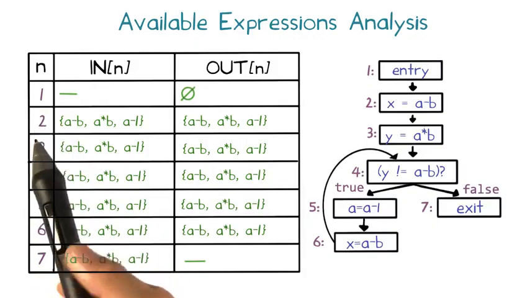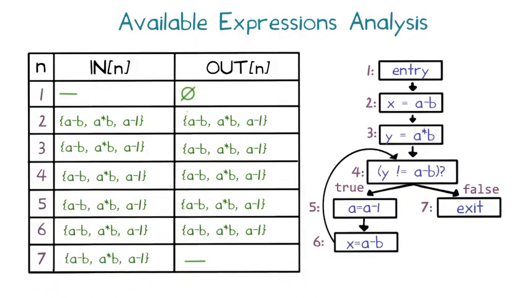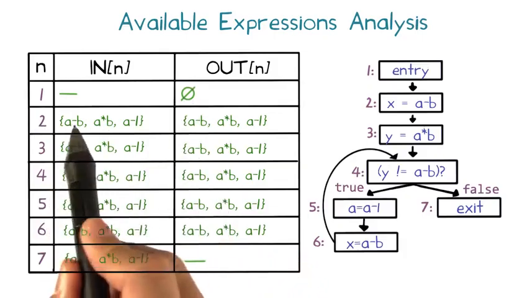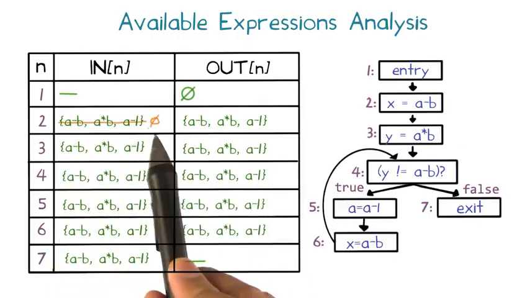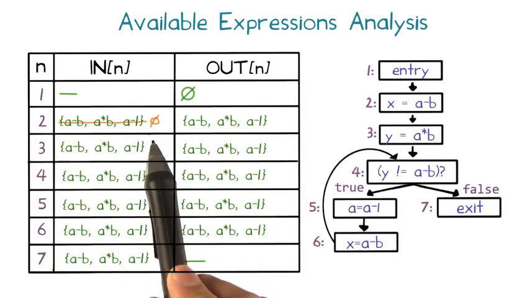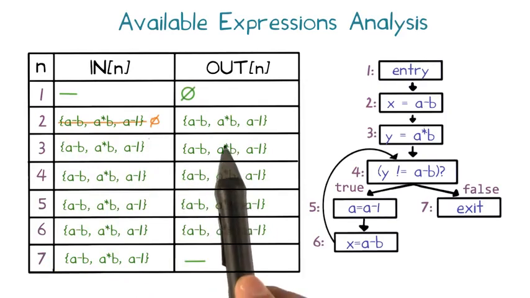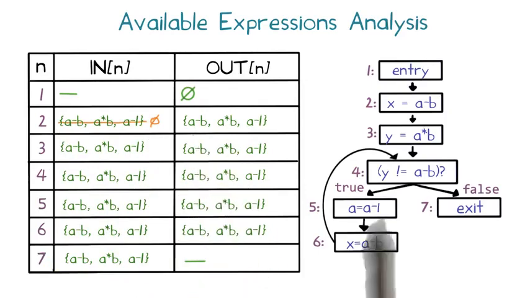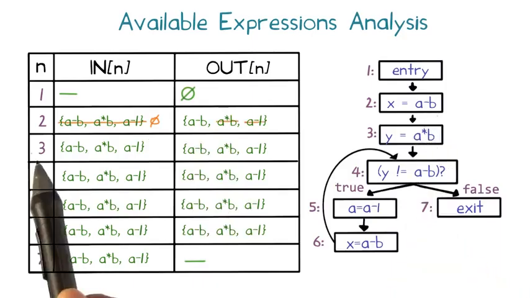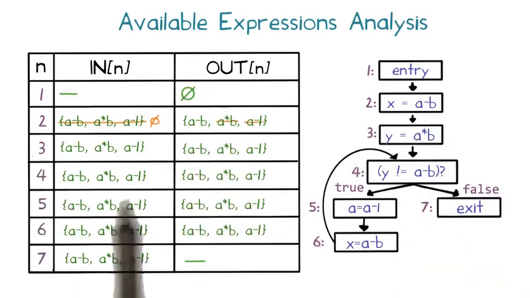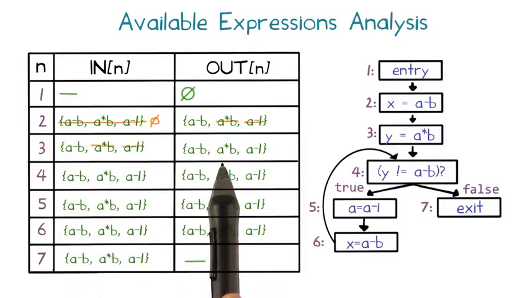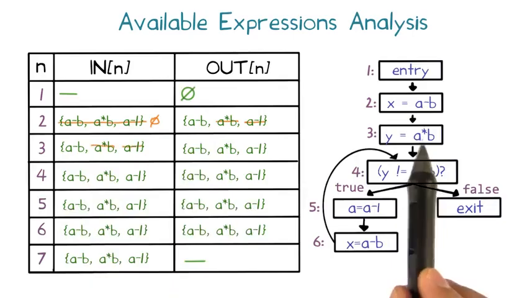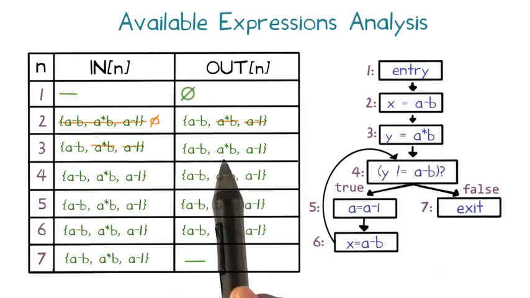For the entry node, we have the empty set as our out set. This out set will be copied over to the in set of node 2. To compute the out set of node 2, we first copy the in set of node 2, which is empty, and add expression a minus b, which is generated at node 2. Node 3 takes in the expression a minus b from node 2. In addition, node 3 generates another expression a star b, which we add to its out set.